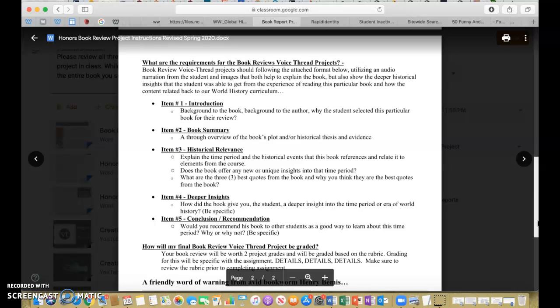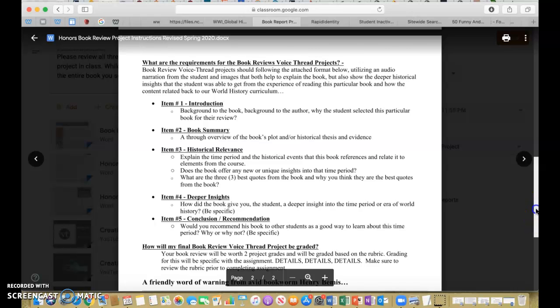So let me talk a little bit about what the requirements are. What is it that you are to do? You're not writing a paper, but you're going to share with me the story and use images that explain the book and give deeper historical insights that you received, not just what somebody else told you, but what you received by reading the book and how it relates to what we have talked about or what we will talk about.